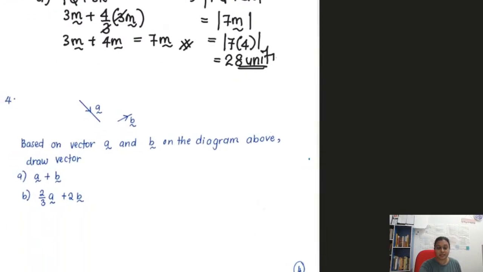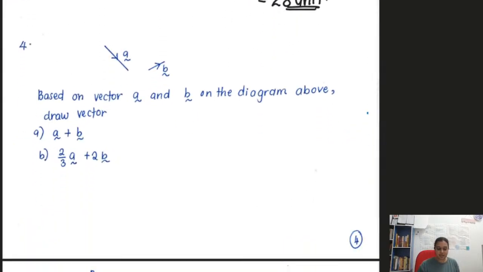Soalan 4, alright? Okay, ini still penambahan and penolakan vektor. This is still addition and subtraction of vector. Okay, let's look at question 4, soalan 4. Di sini, berdasarkan vektor A, this is vector A and vector B. Draw, lukis vector A tambah B. Okay, last week teacher got teach you all how to draw. Teacher dah ajar cara nak lukis, betul tak? Tengok initial point, see the initial point and the terminal point. Tengok point awal dan tengok point akhir.